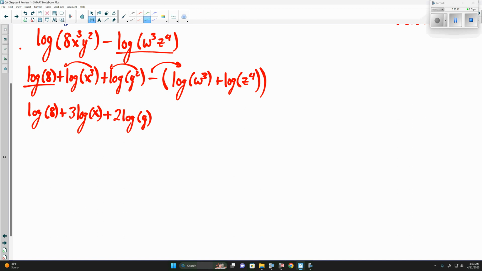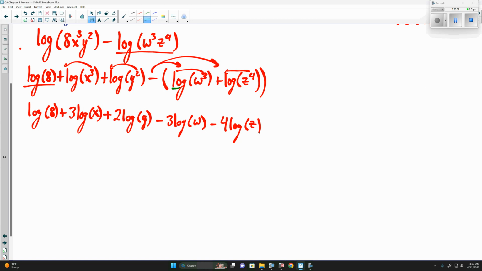Now we can make both of these negatives and move the power. So for here, the 3 would come to the front, telling us that we have 3 log of w. And because it's part of the division, it's in the denominator, it would be negative. The same for log of z to the fourth. It's going to be negative. We can move the 4 up front, telling us that we have 4 log of z.